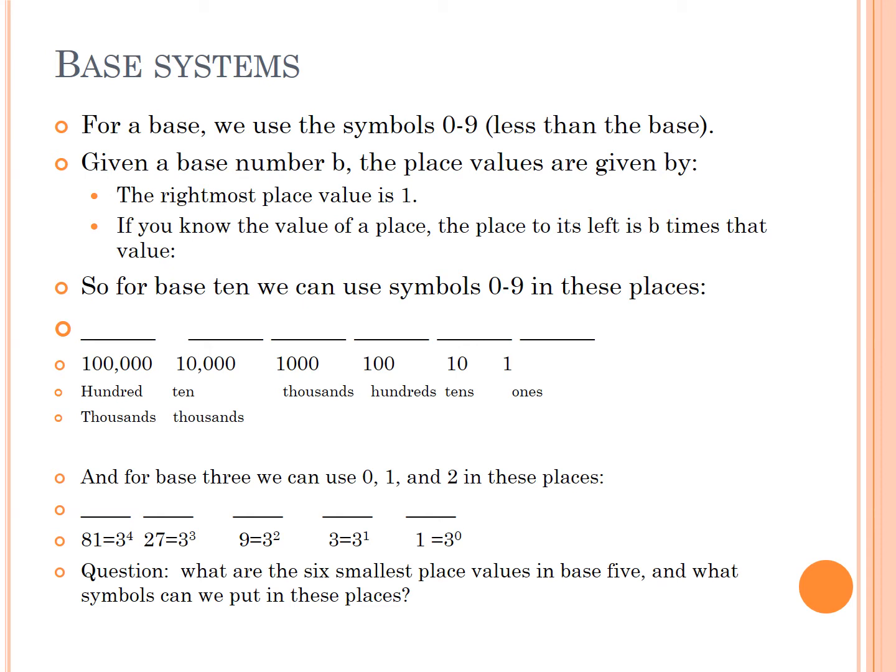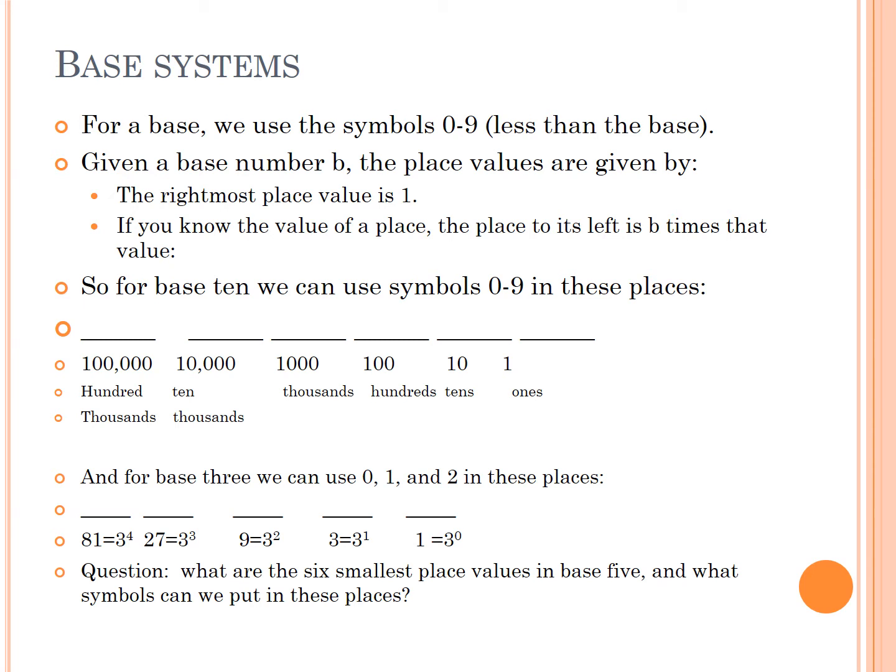Now in the other way, if we use, say, base 3, sorry, I'm back. So base 3, we can use a 0, a 1, or a 2 in each place. The rightmost place has to be the ones place. I multiply 1 by 3. That tells me the position to the left of the ones is the 3s. Multiply by 3 again. That tells me the third place from the right has place value 9. And then the one to the left of that, I multiply by 3. That tells me how many 27s I'm going to use.